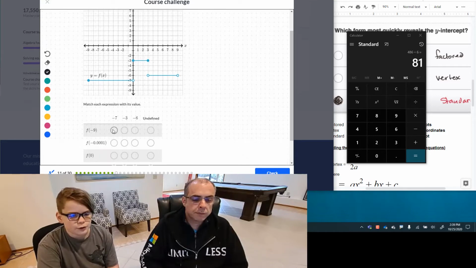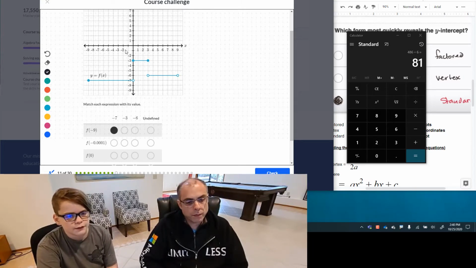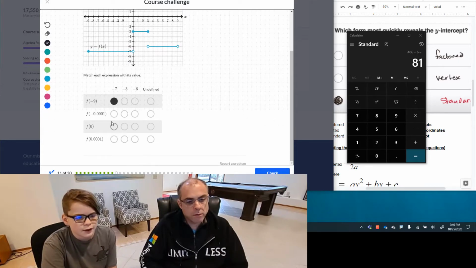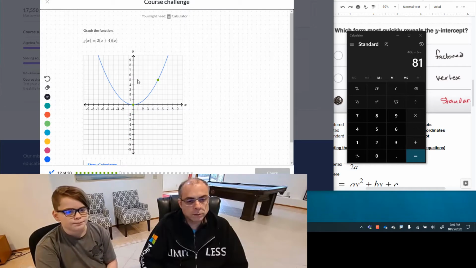Oh, okay. So negative 7. It would hit this one, so that would be negative 7. Oh no, that's not how you do it. Negative 9. But it would equal that. And then just past that, it wouldn't equal this, but it would equal this. So that would be that. 0 would equal negative 3. And just past 1 would equal negative 3. Is it good? Yeah.